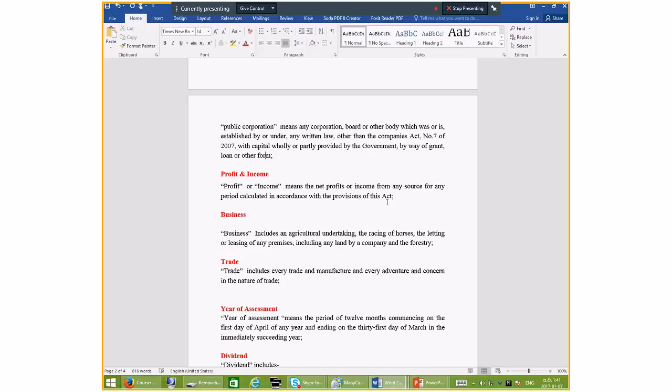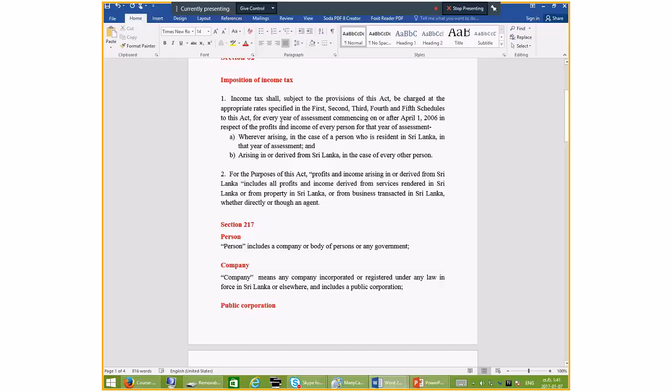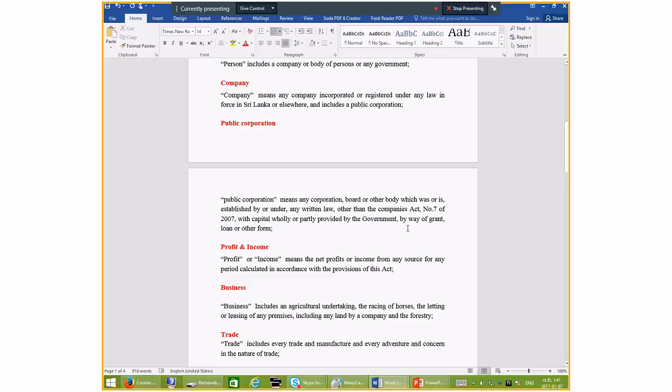Right. Now again, say the important section: the word "year of assessment". Now we learn the meaning of how to compute the period, year of assessment.